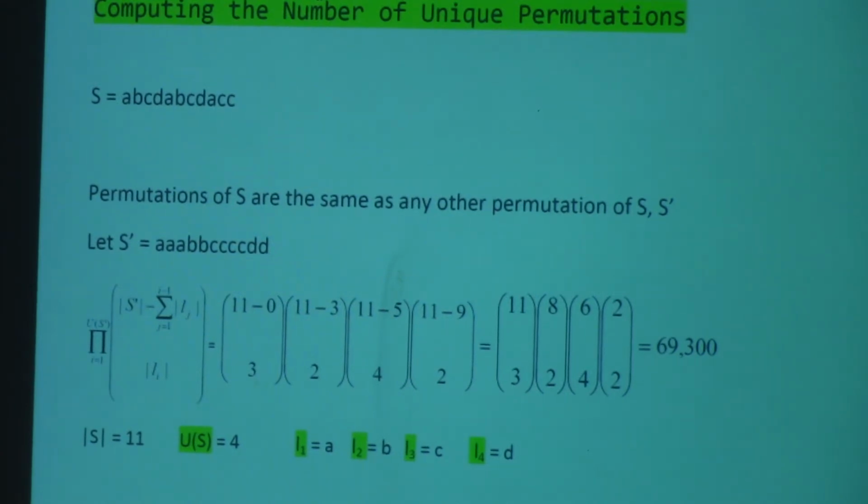So 2 choose 2, and that will always be 1, by the way. So what we have is, when we do that, we get this multiplication of the binomials, 11 choose 3, 8 choose 2, etc. That gives me 69,300 for these values.